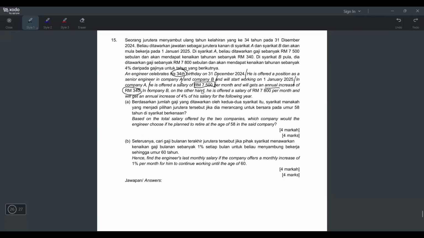And for the first 12 months, the salary never increases. It will still be 7,500. It will only increase after 12 months. After 1 year, then only it will increase 340, because they say annual, right?